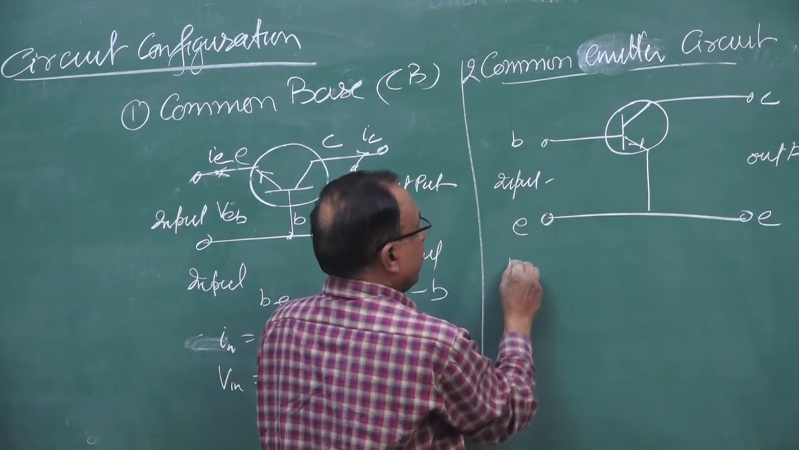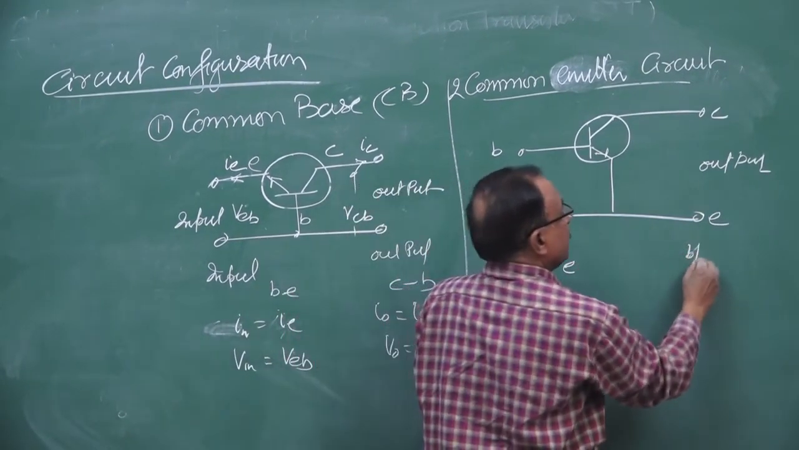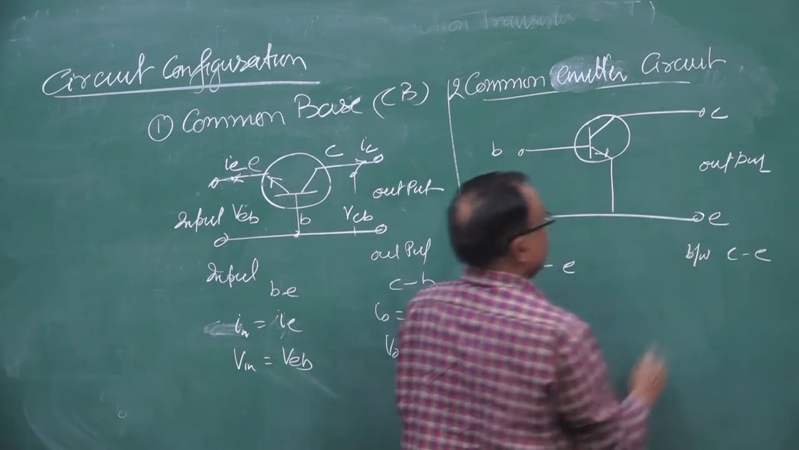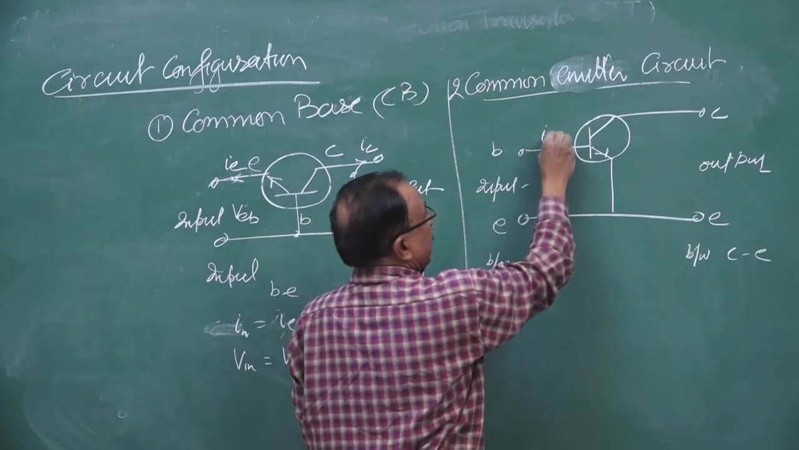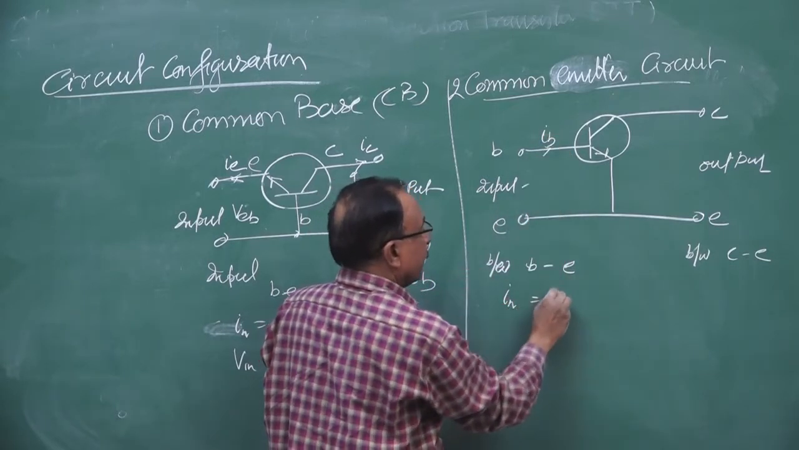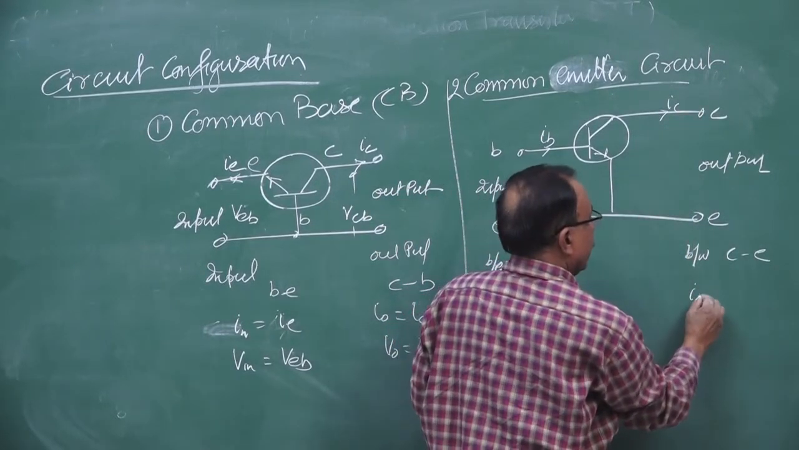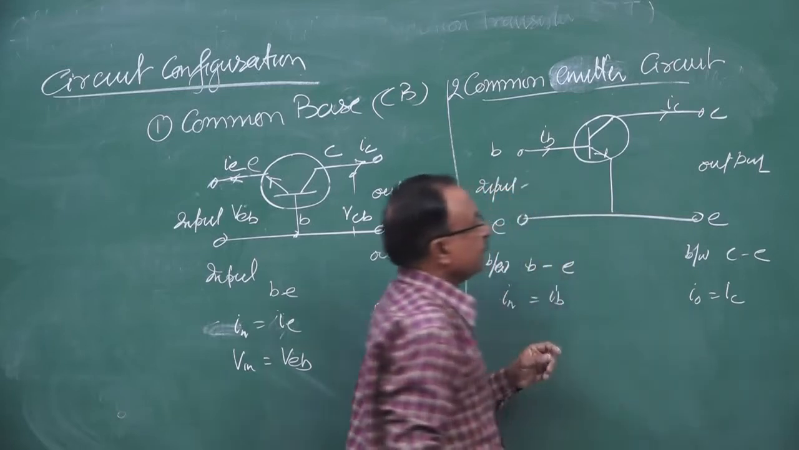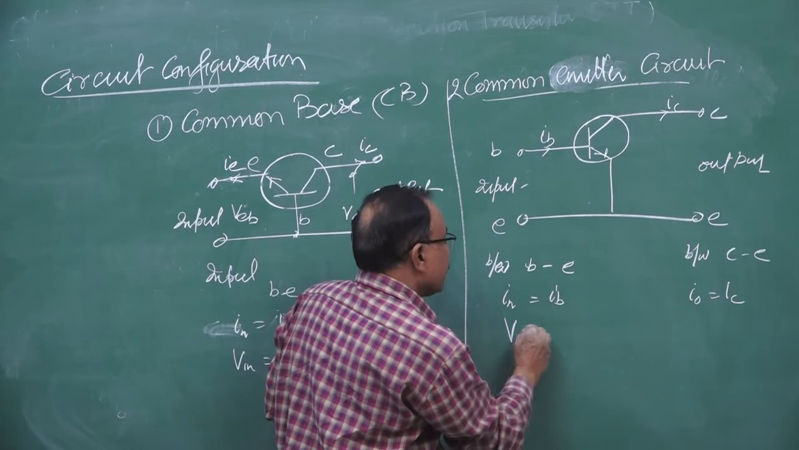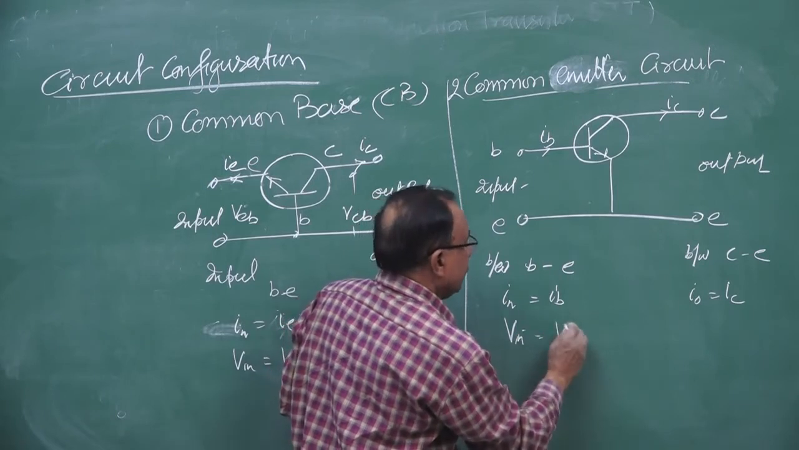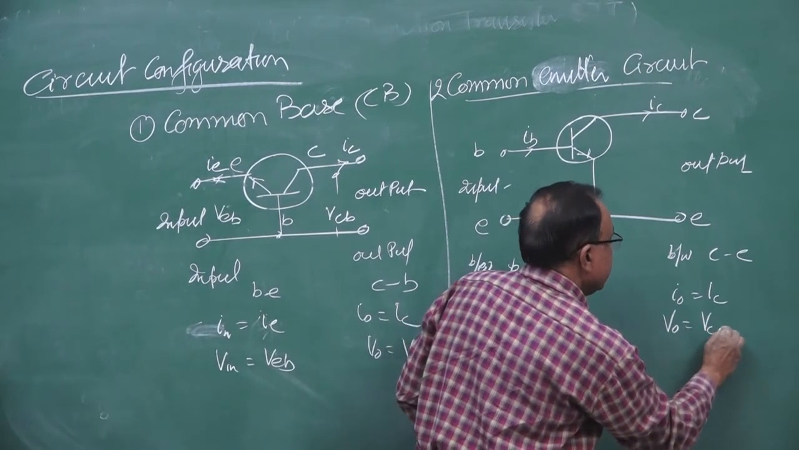Input is between base and emitter, output is between collector and emitter. This time the input current will be the base current, IB. Output current will be the collector current, IO will be IC, because the emitter is grounded. Input voltage will be VBE, and output voltage will be VCE.